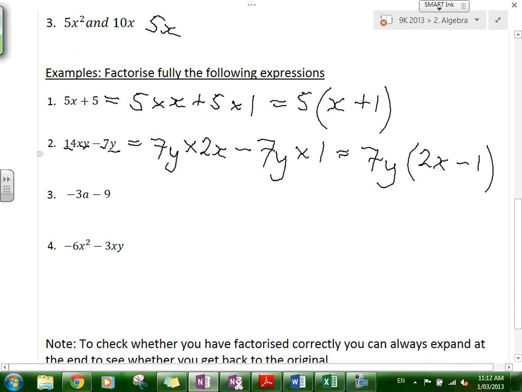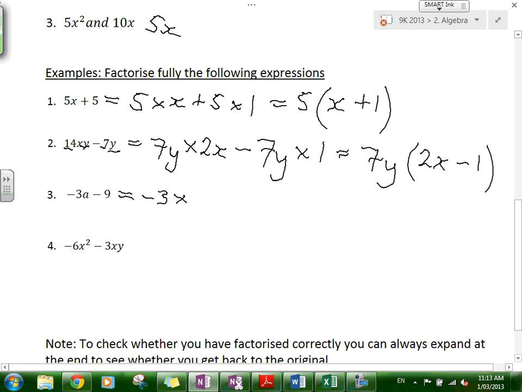So the next one, we have here, 5 times x plus 5 times 1. Alright, next one. What's the highest common factor of minus 3a minus 9? Yeah, negative 3 goes into both of them. So minus 3, in a sense, is the highest common factor. So we can rewrite it like this.